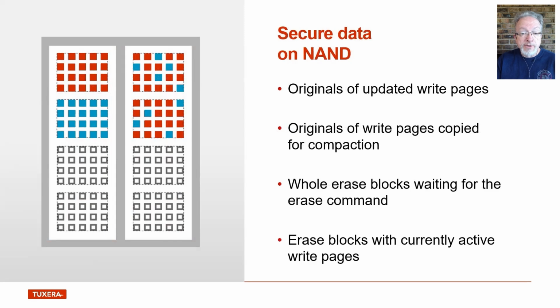So which write pages can have secure data? Well, originals of write pages that were updated, originals of write pages where the secure data was copied elsewhere, waiting for a compaction, any situations with secure data in an erase block which hasn't been erased yet, and then of course any live pages with secure data. There's other situations like static wear leveling that could cause copies of secure data as well.